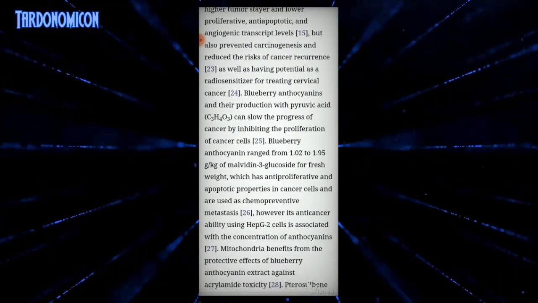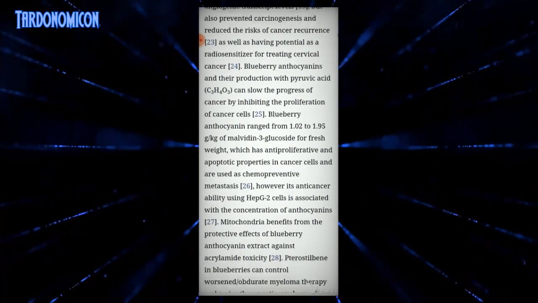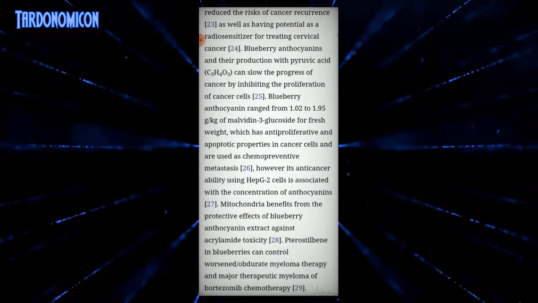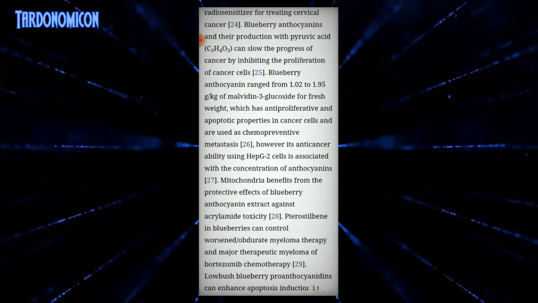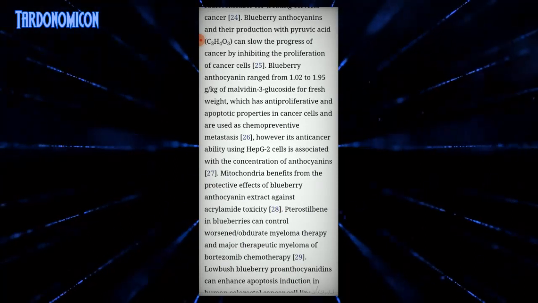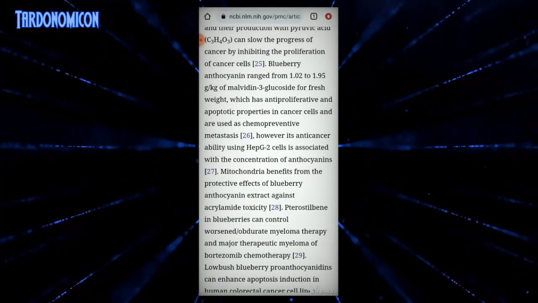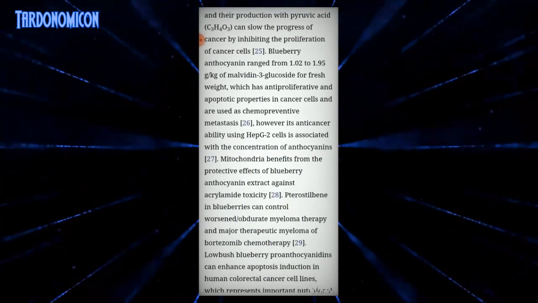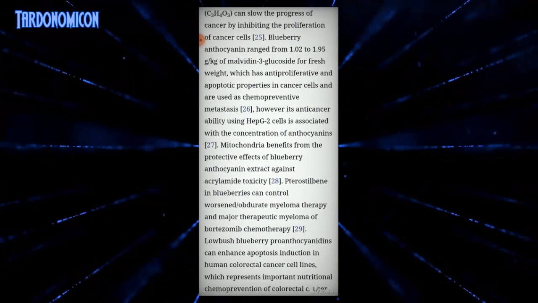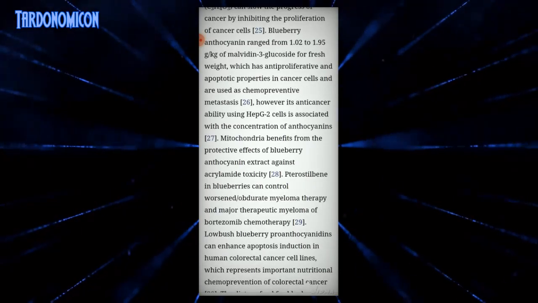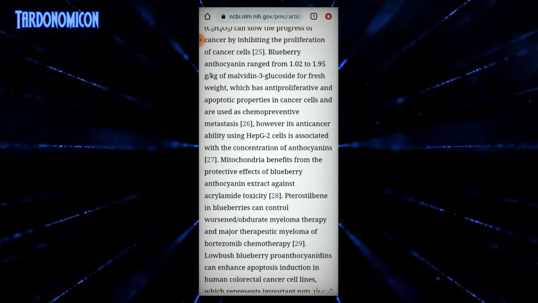Blueberry anthocyanins and their production with protocatechuic acid can slow the progress of cancer by inhibiting the proliferation of cancer cells. Blueberry anthocyanin ranged from 1.02 to 1.95 grams per kilogram of malvidin 3-glucoside for fresh weight, which has anti-proliferative and apoptotic properties in cancer cells, meaning it stops the cancer from spreading and causes the cancer to kill itself.